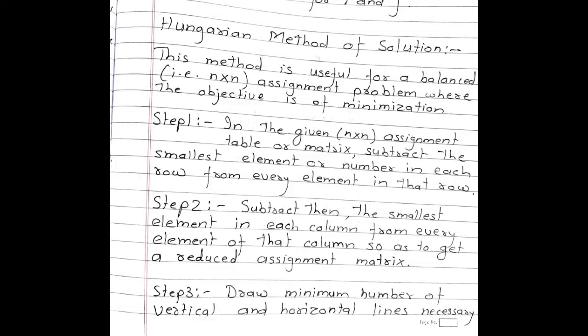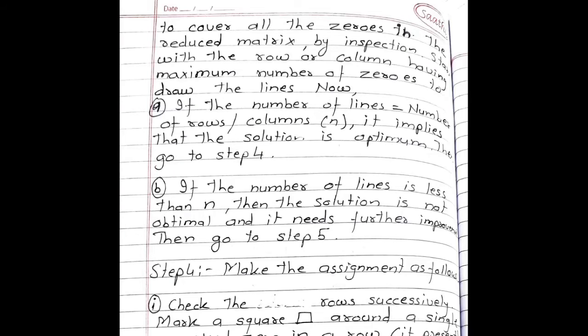Step 2. Subtract then the smallest element in each column from every element of that column so as to get a reduced assignment matrix. Step 3. Draw minimum number of vertical or horizontal lines necessary to cover all the zeros in the reduced matrix by inspection, starting with the row or column having maximum number of zeros.